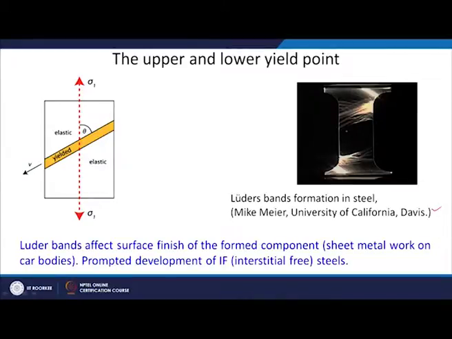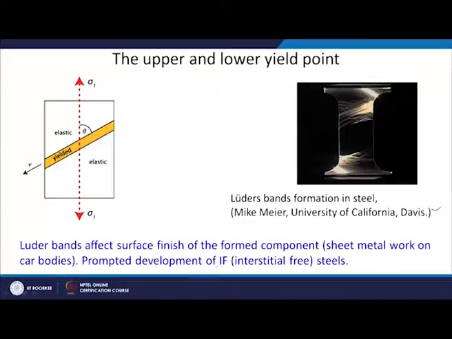Now, the problem with this Luder band is that it affects the surface finish of the formed component. You can see that they leave this kind of stretch marks on the surface. Suppose you are doing sheet metal forming, and you have a sheet which contains a lot of dislocations, already carbon is there sitting at the core of the dislocation, and you want to deform it for making some car body, for example.